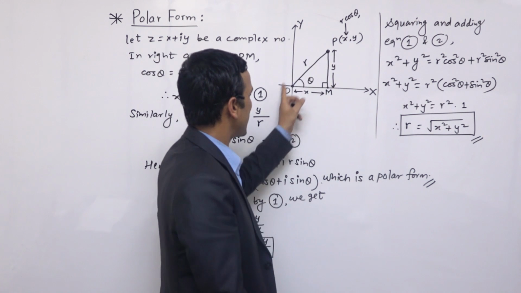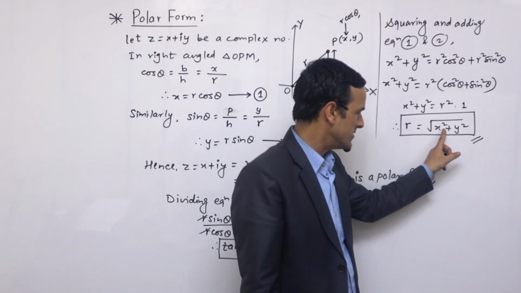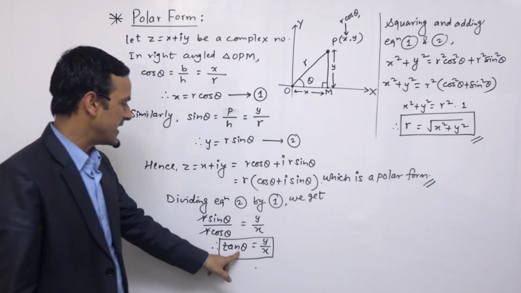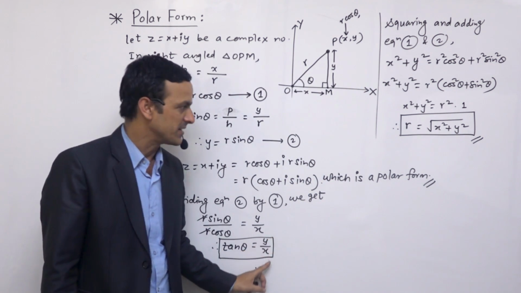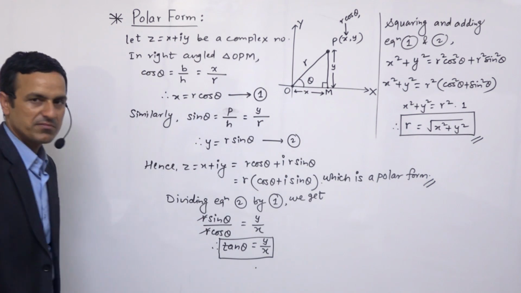OP distance लाई हामी r भन्छौं. यो r को भ्यालु पत्ता लगाउने तरिका root under x square plus y square हो र थीटा पत्ता लगाउने तरिका tan theta is equal to y upon x हो. So यो दुईटा formula we have to remember to solve the question.